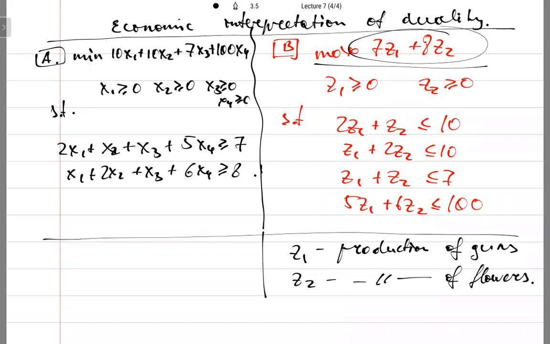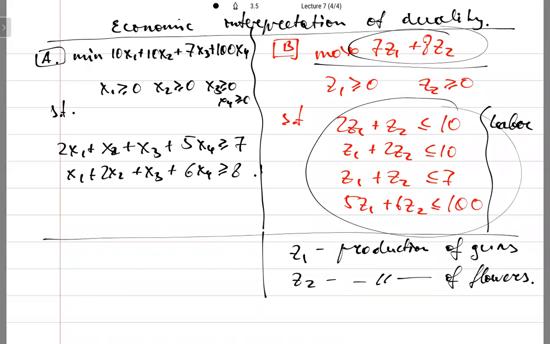And these are some resources. For example, he has 10 hours per day of labor, so this is the labor restriction. This is, I don't know, the land restriction. That is, I don't know, the water restriction.